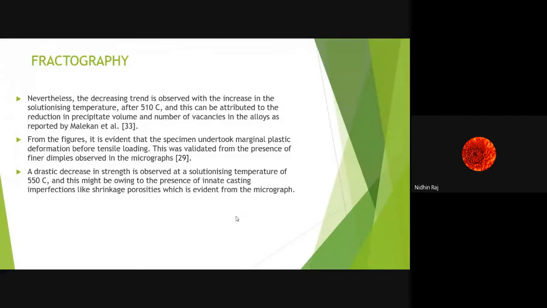As I said, the decreasing trend is observed here with an increasing solutionizing temperature, and this was attributed to the reduction in precipitate volume and number of vacancies in the alloys, as reported before also. The specimen underwent a marginal plastic deformation before the tensile loading took place, and this was validated by the presence of finer dimples observed in the micrograph. The decrease in the strength is observed at a solutionizing temperature of 550 degrees Celsius, and this might be owing to the presence of innate casting imperfections like shrinkage, porosities, etc., which is evident from the micrograph itself.